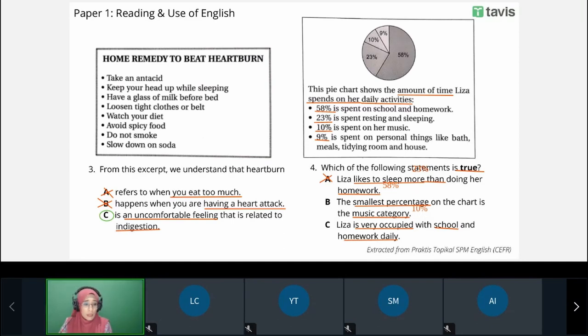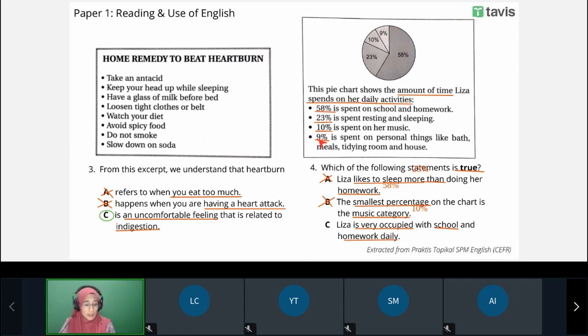But here it says the smallest percentage. So definitely B is wrong, whoever says B, I'm so sorry. B is considered incorrect, whereby the smallest percentage is this one here. 9% is spent on personal things like bath, meals, and tidying room and house. So this is the smallest, whereby it's only 9%.